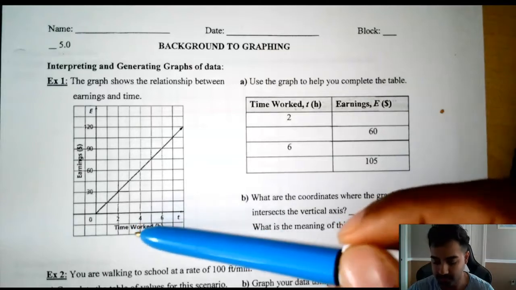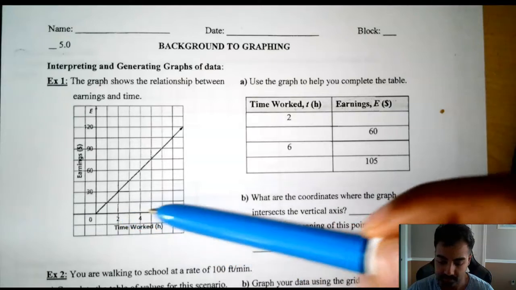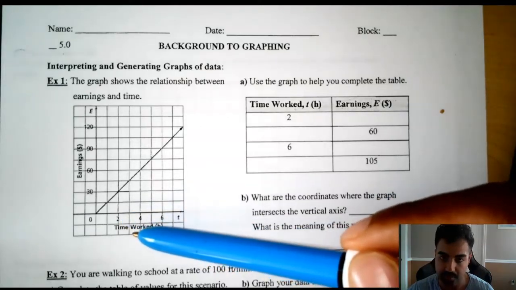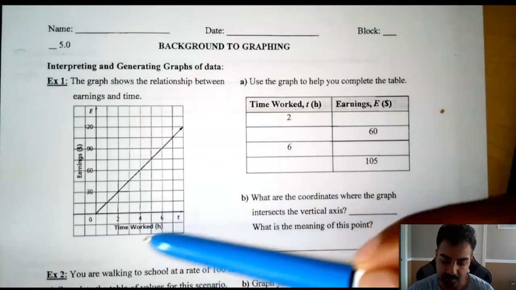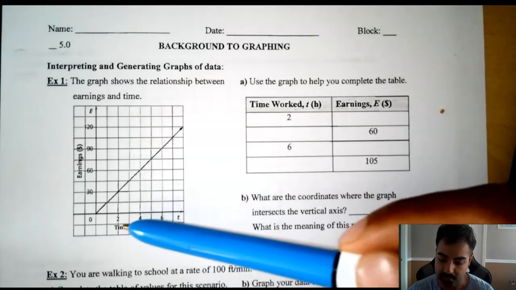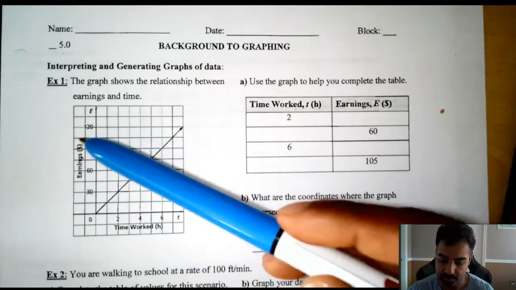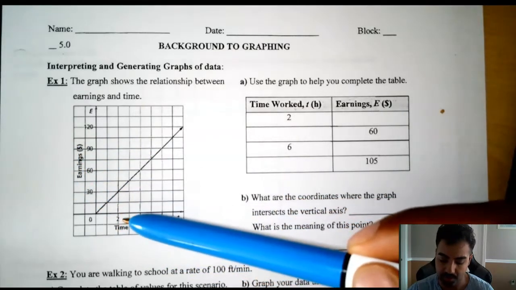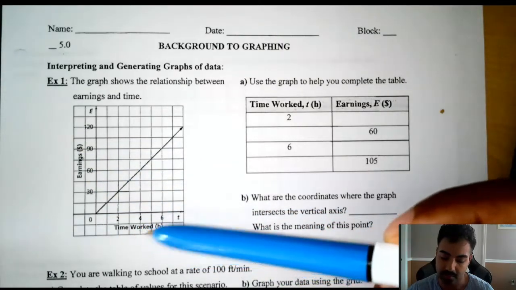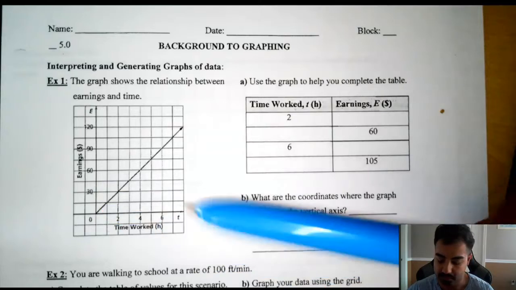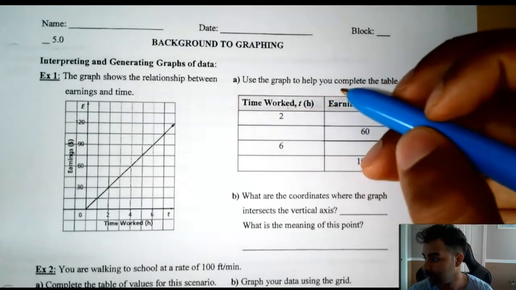If you ever have time, plotting something against time, it is going to be on the x-axis. We're going to talk about independent values in a future section, but basically the independent value is always going to be on the x-axis. And then the dependent value, earnings, depends on time. How much you make depends on how many hours you worked. The time doesn't depend on earnings, right? So anyways, that's for another section.